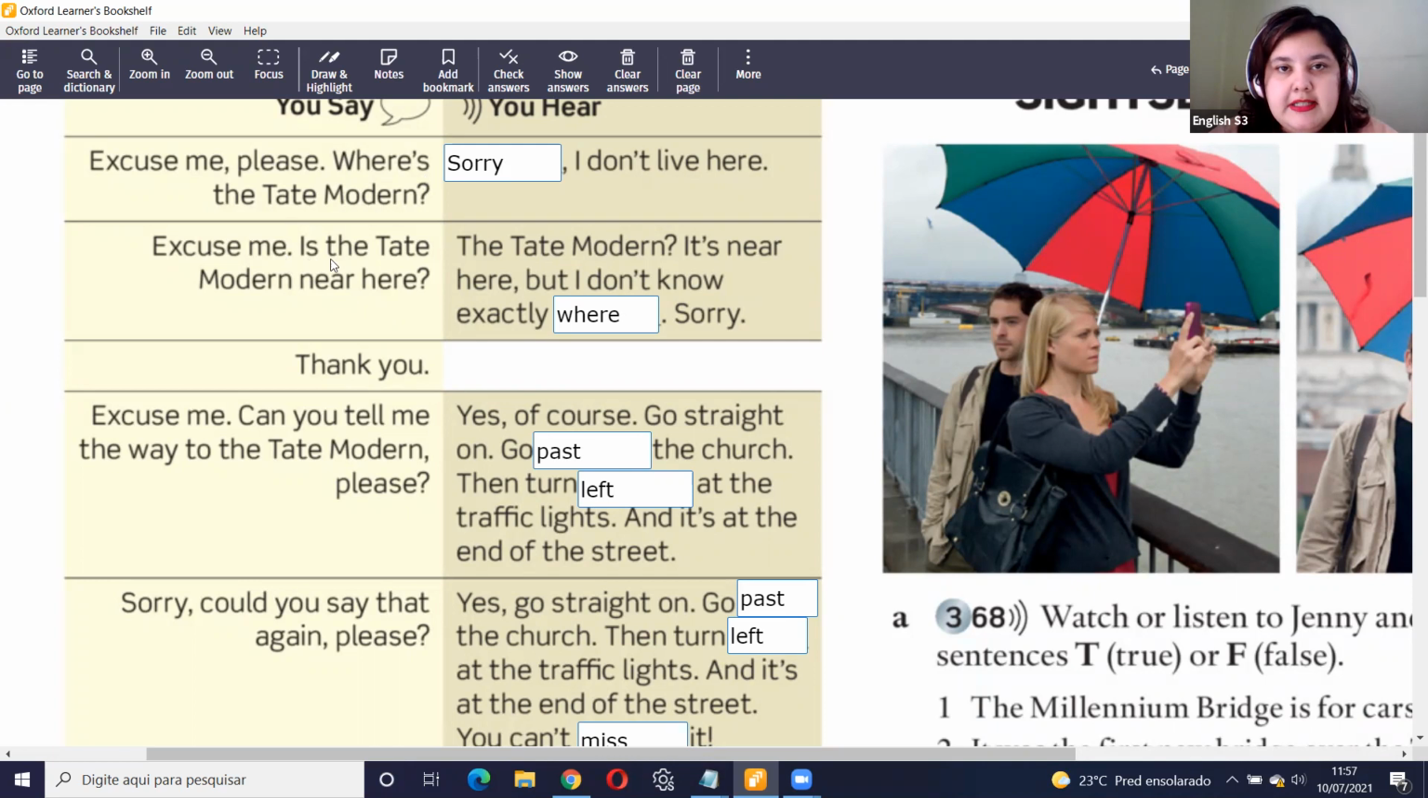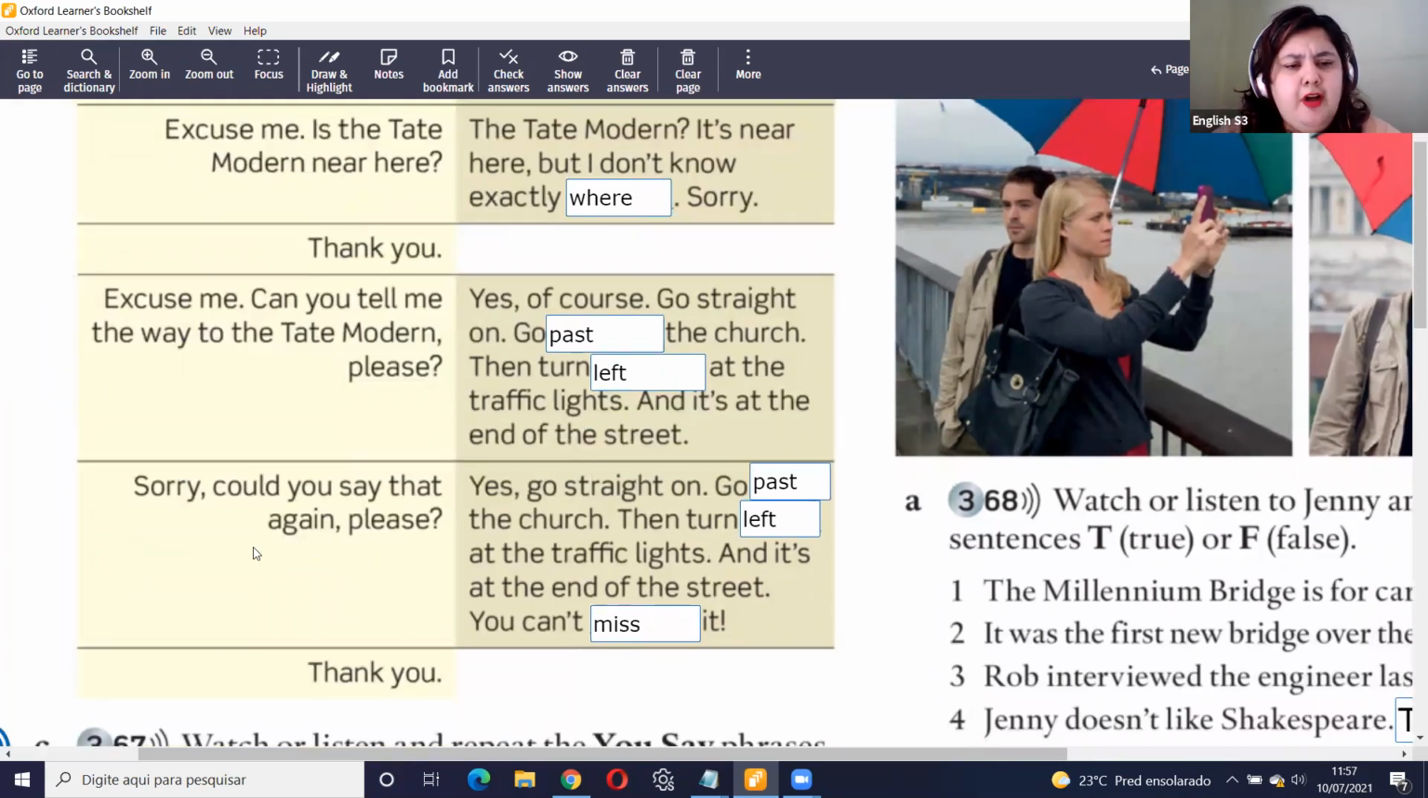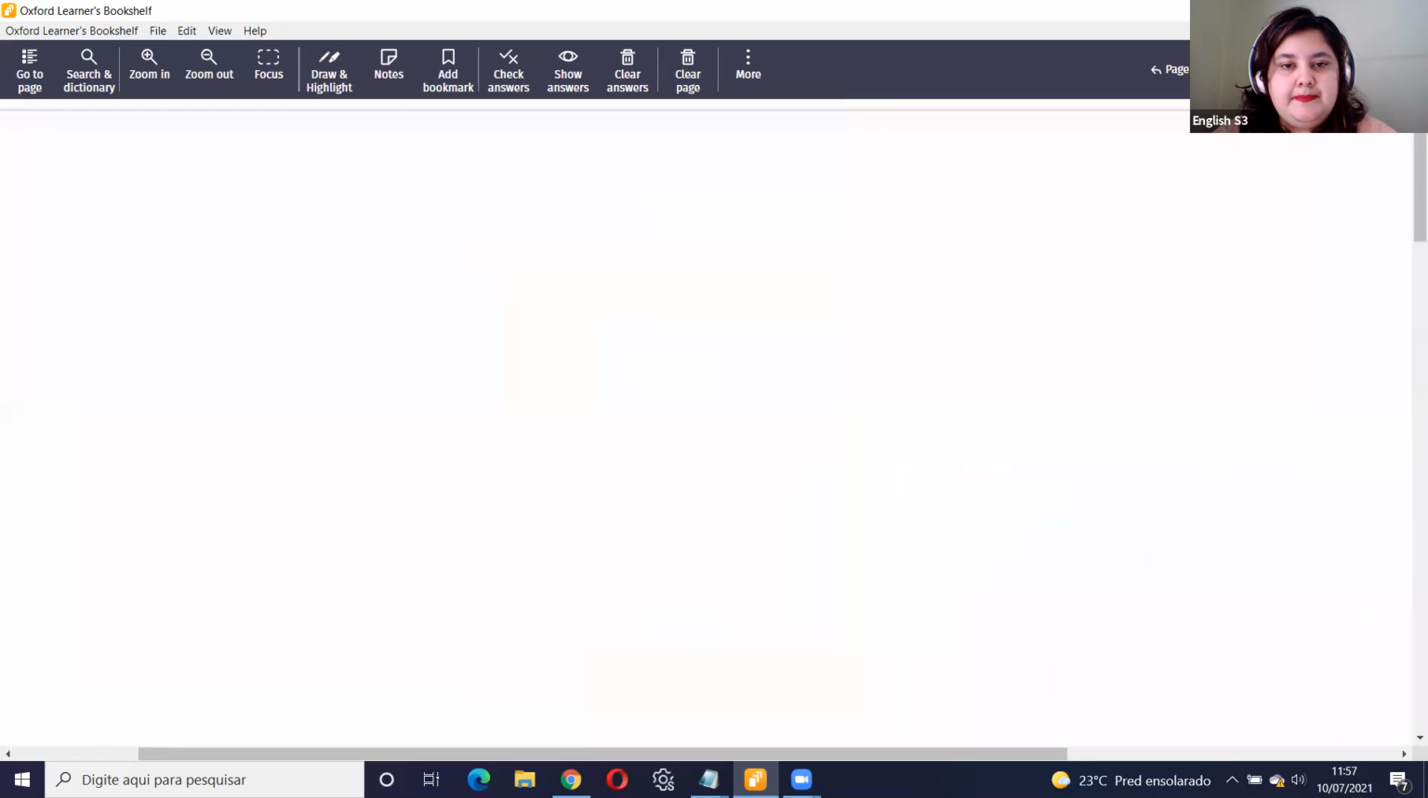Então, todos esses são jeitos polidos de perguntar. Todos eles estão valendo, ok? If you need someone to repeat, you can ask, "Sorry, can you repeat, please?" Or, "Sorry, could you say that again, please?" And here, in the end, we have the expression "you can't miss it", which is basically, não tem como você se perder. This is that unit.